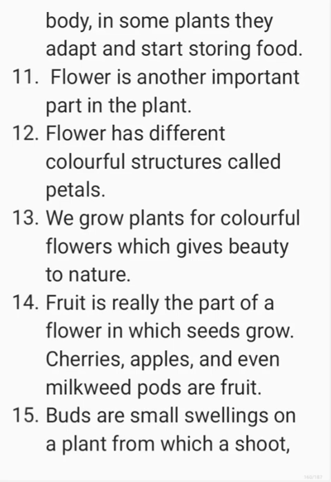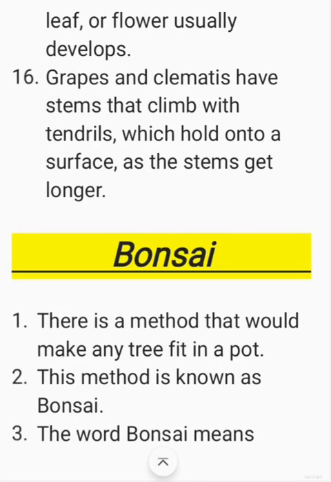Buds are small swellings on a plant from which a shoot, leaf, or flower usually develops. Grapes and clematis have stems that climb with tendrils, which hold on to a surface as the stems get longer.